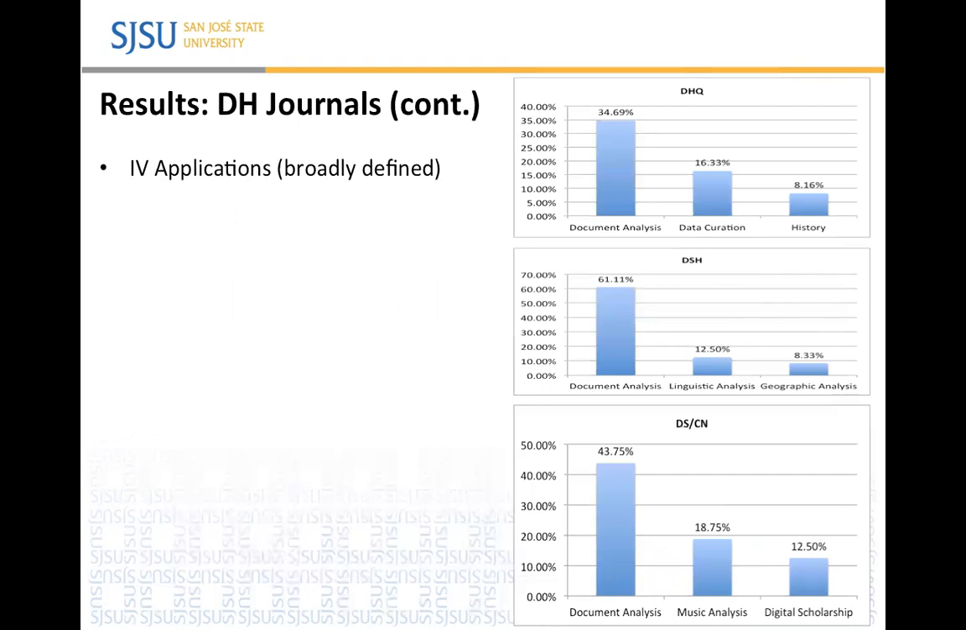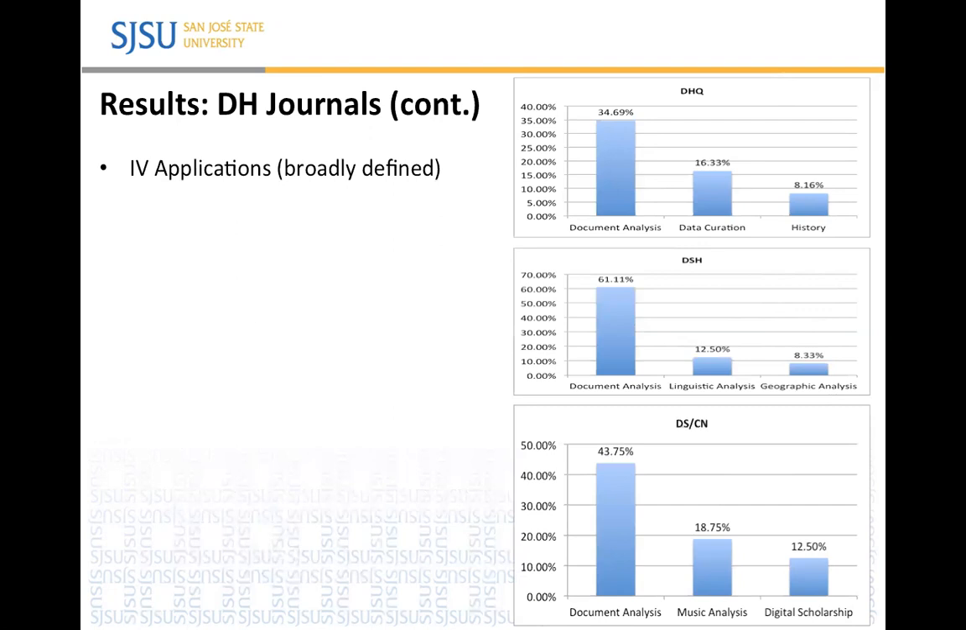So the content analysis for this category demonstrates that although a wide range of visualization tools were adopted, the application types of information visualization used were relatively limited. So take Digital Humanities Quarterly, for example. Among all of the 49 information visualization related articles, the top 3 applications include document analysis, data curation, and history.